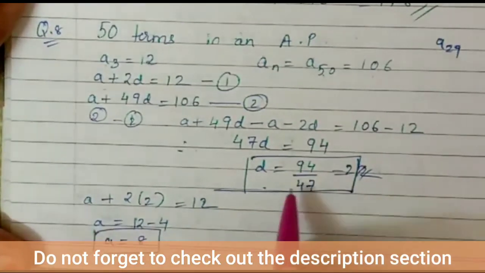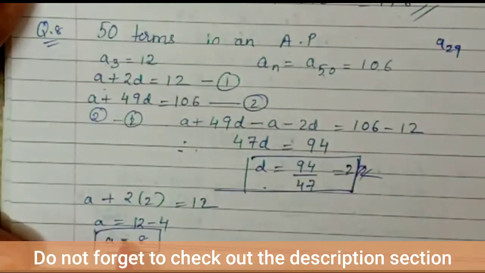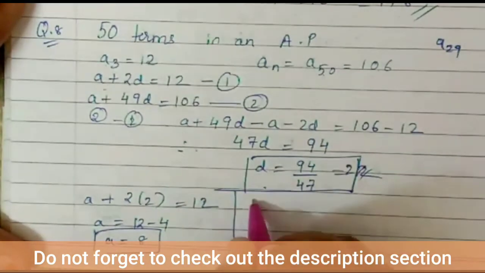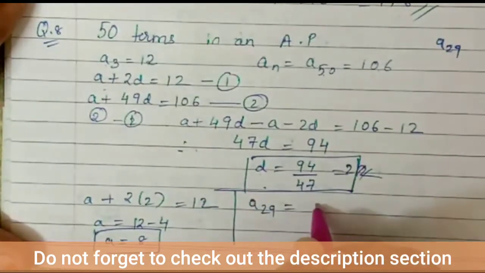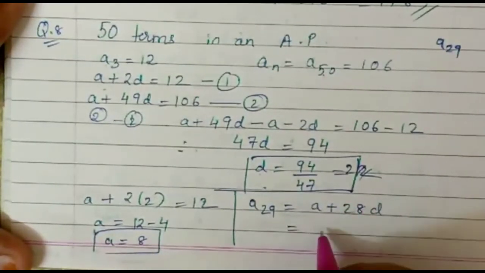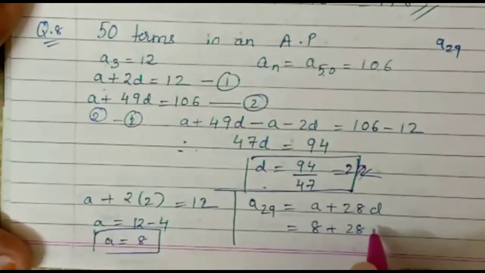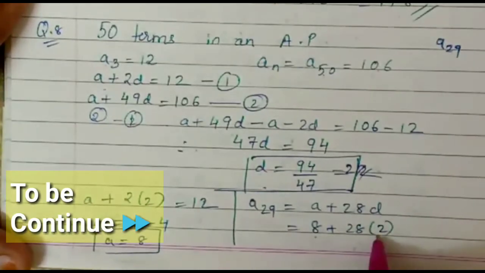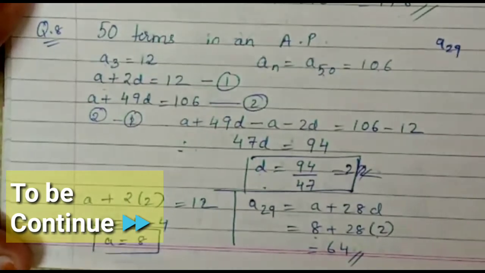So thus you got the value of d as well as a, right? We need to find out what is A29. So A29 will be a plus 28d. Putting the values of a and d, 8 plus 28 into 2. That means 8 plus 56, which will be equal to 64. So this is the way you can solve many more sums.